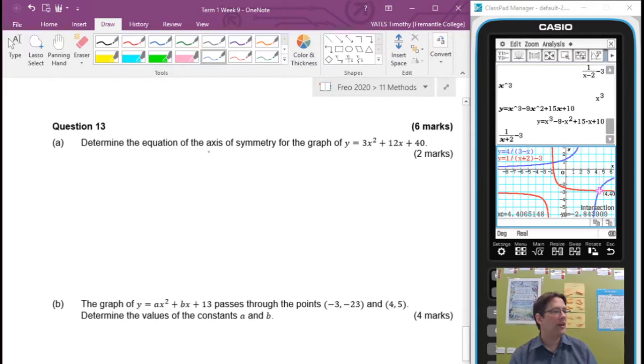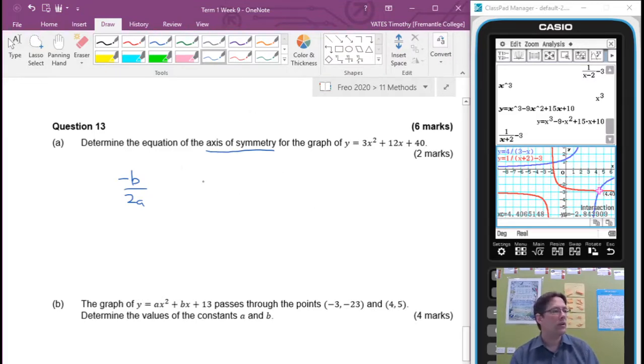So first up, the equation of the axis of symmetry. If you remember, it should be -b over 2a. Now this is calculator allowed, sorry, that's what I meant to say. Because this is calculator allowed, you are allowed your own notes. You should know this formula for the axis of symmetry.